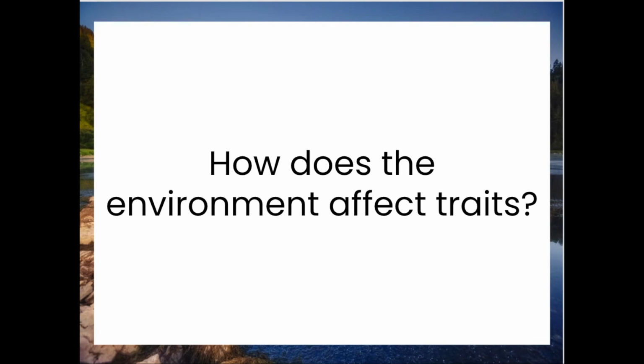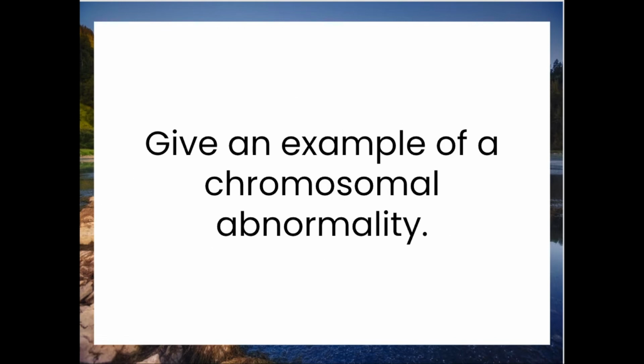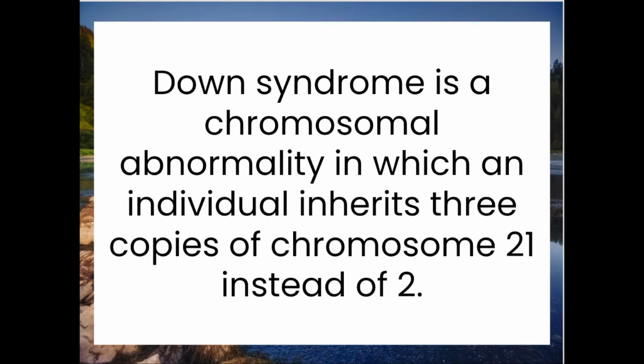How does the environment affect traits? Some traits are only expressed under specific environmental conditions. For example, height is determined by both genes and nutrition. Give an example of a chromosomal abnormality. Down syndrome is a chromosomal abnormality in which an individual inherits 3 copies of chromosome 21 instead of 2.